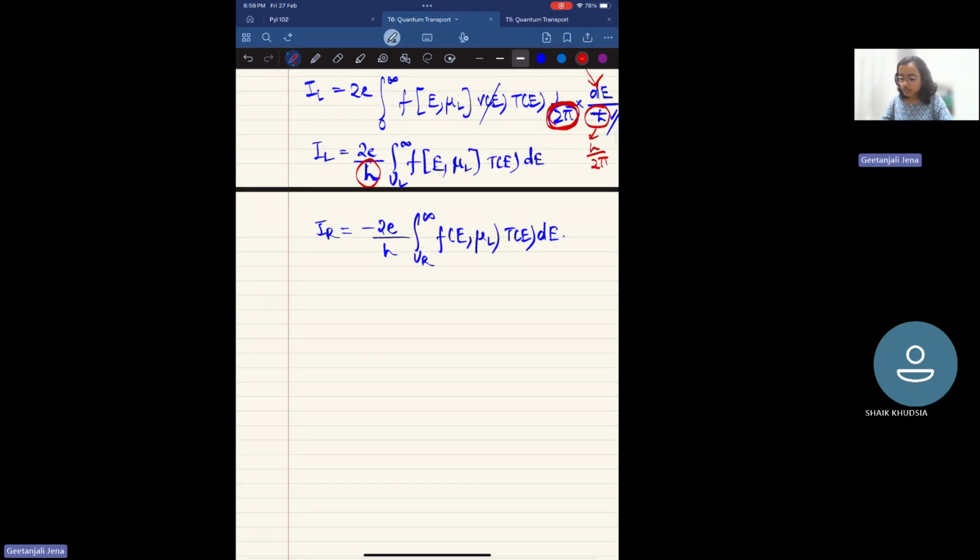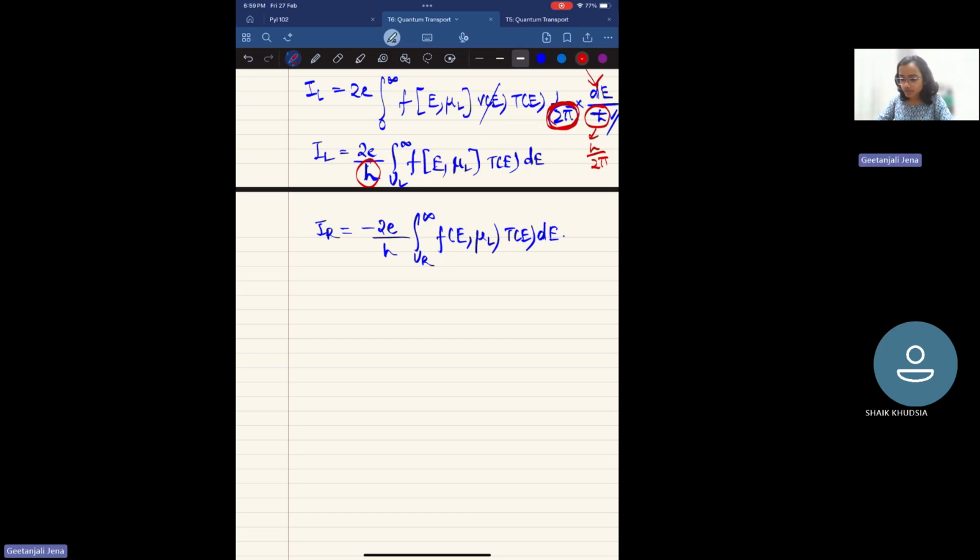So this is the current. Now you can write the total current as IL plus IR. This is just a final expression without any modification. Now let us see what happens for the different cases, if you have a small bias, or a large bias, or other cases.